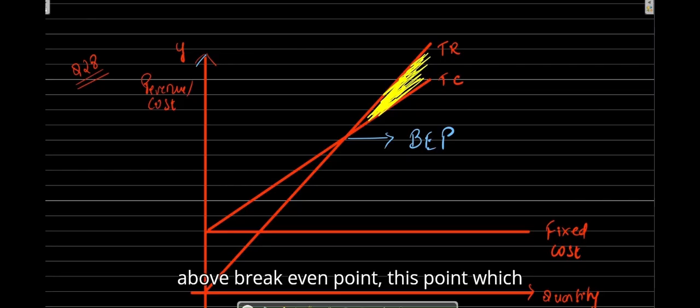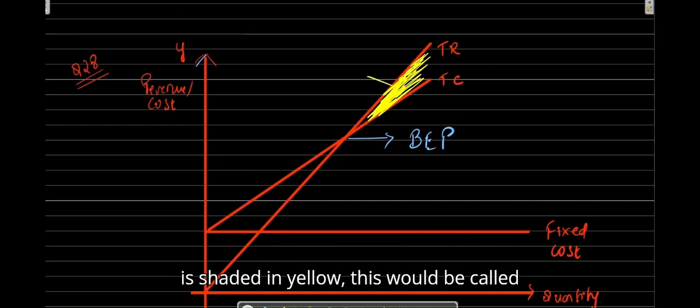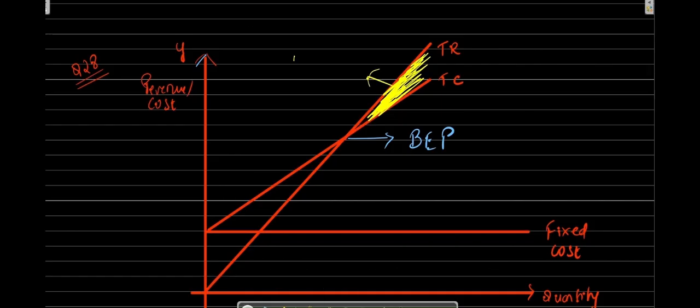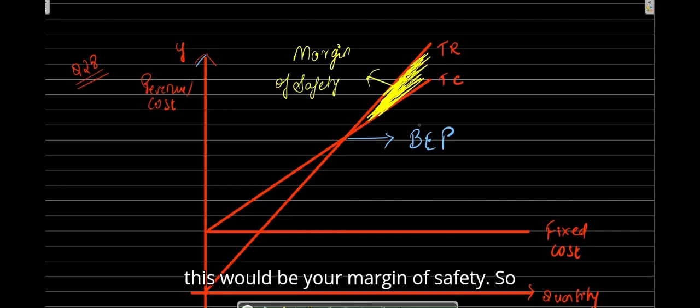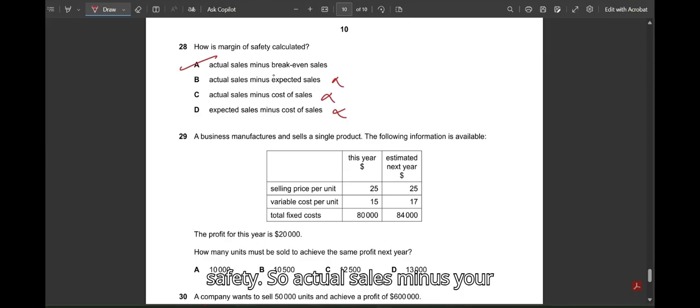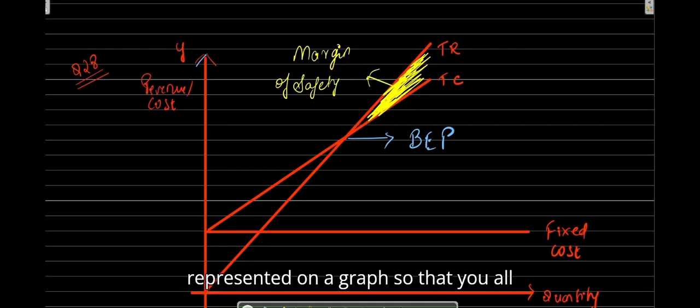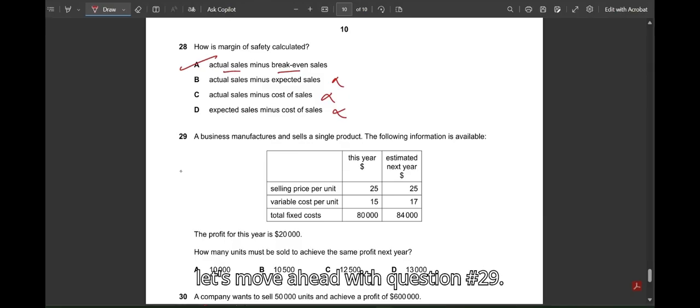And above the break-even point, this portion which is shaded in yellow would be called the margin of safety. Okay, this would be your margin of safety. So ultimately what would be the formula? Total revenue is nothing but your actual sales, right? So actual sales minus your break-even point. This difference will be your margin of safety. The same thing I represented on a graph so that you all can understand. Okay. Next, let's move ahead with question number 29.